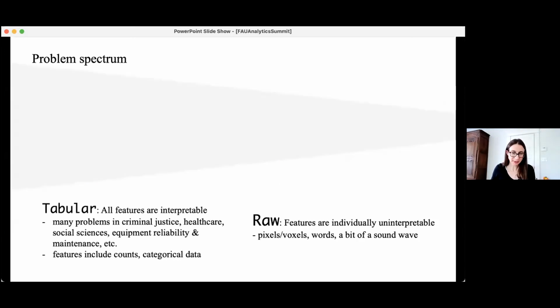Now, for raw data problems, the only technique that's really working right now is neural networks. And that doesn't mean that you can't still have an interpretable model. In fact, we design interpretable neural networks in my lab.